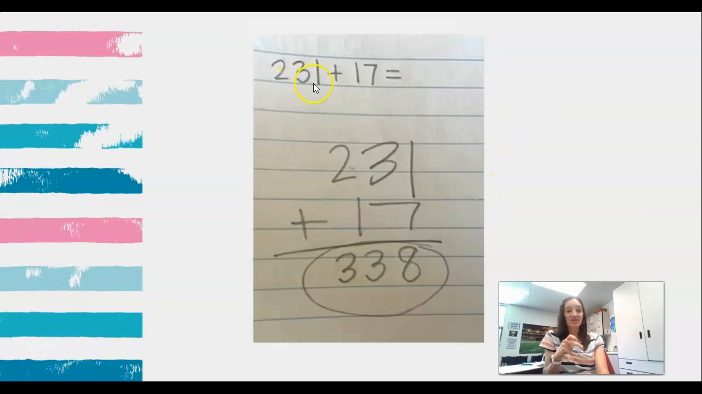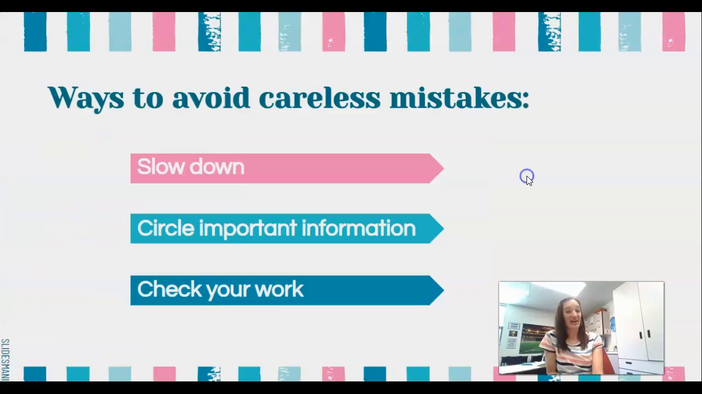Here's an example of a careless mistake. Here we see 231 plus 17. Someone wrote down 231 plus 17, so they wrote it down correctly. But if we see this poor handwriting, when they went to then add it, they did 1 plus 7 is 8. And then here's 3. And then 2 plus 1 is 3. So they ended up with something completely wrong because their handwriting was very messy. And that's what's called a careless mistake. They would not have made that mistake if they would have been a little more careful.